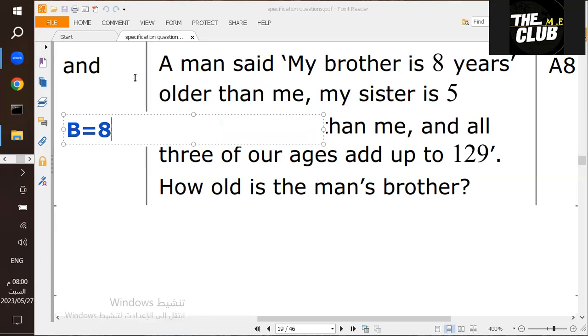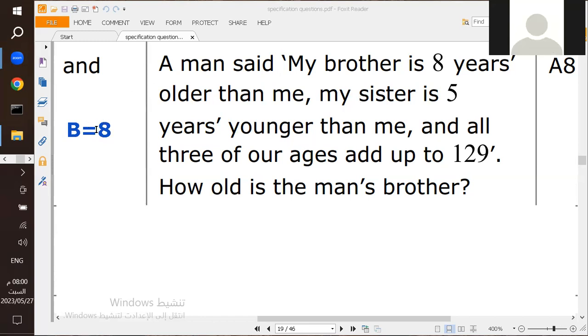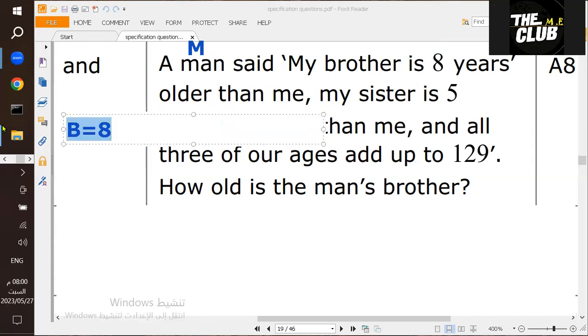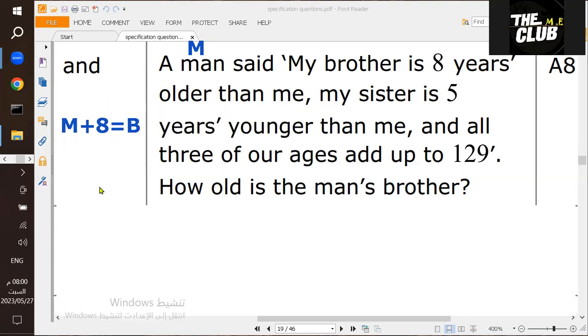It is easier when we write it. 8 years older than me, sorry. They said 8 years older than me. Let's say the man is M. What did you say? B is 8 plus M, older than me means M plus 8 equals B. So the brother is 8 years older than you, right? Okay. My brother is 8 years older than me.